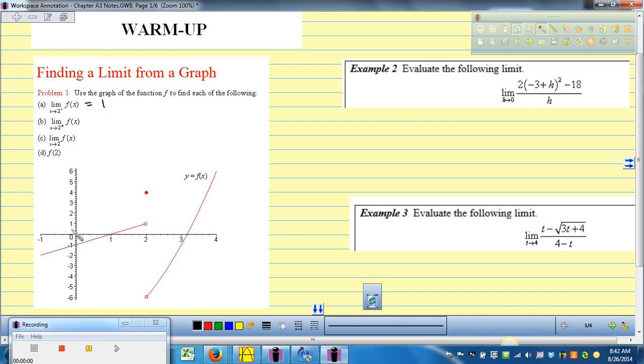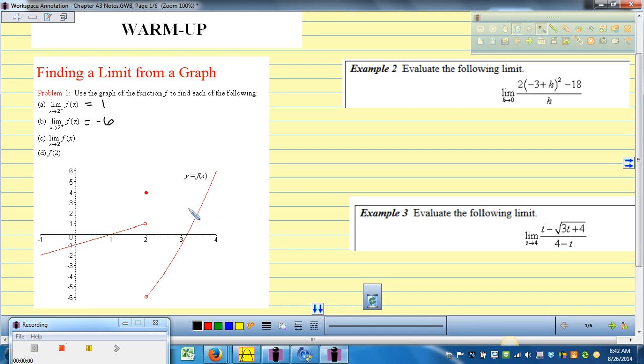All right, everybody see that? As I approach from the left, my y value is approaching the value of 1. All right, part B says the limit as x approaches 2 from the right, a little plus up on the right side of the 2, of f of x. So that means we're coming towards 2 from the right. So let's trace our function from the right. What is the y value approaching? Negative 6. There we go.